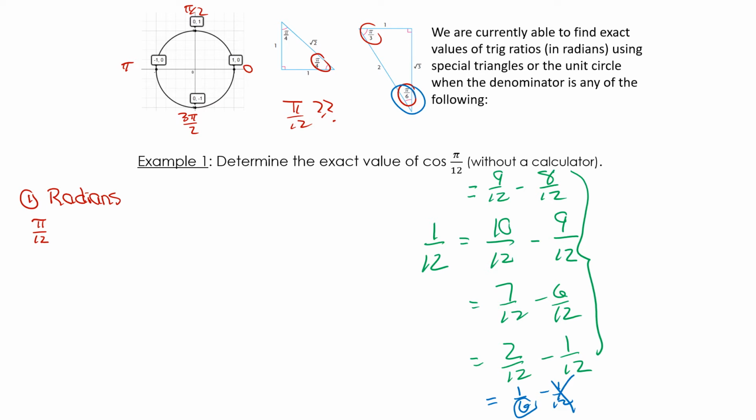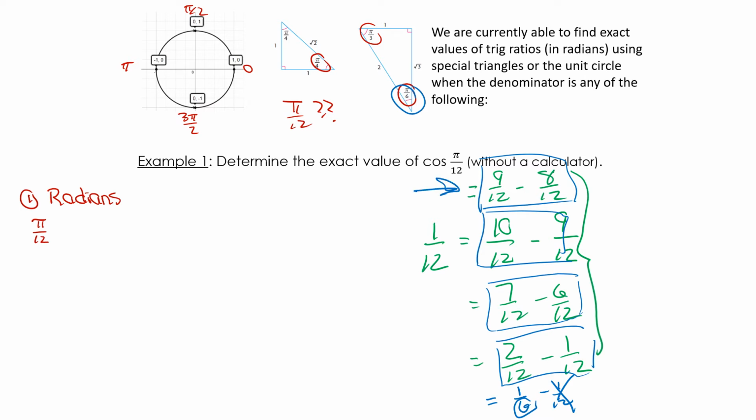So I'm going to look at all of these and find a pair where I can reduce both of them so they have denominators I can work with. I'll use the top one here. You don't have to, but I'm going to. I'm going to rewrite pi over 12 on the right as 9 pi over 12 minus 8 pi over 12. That's the same as 1 pi over 12.